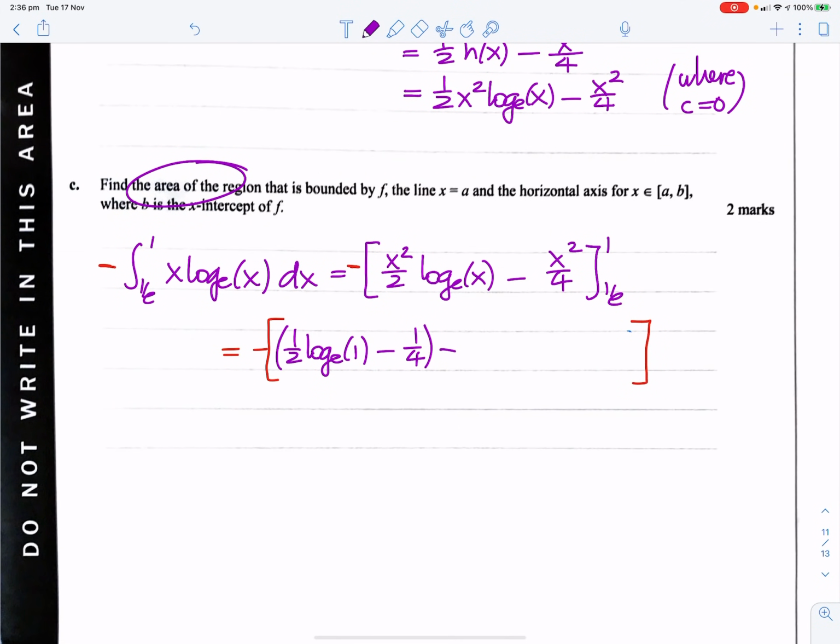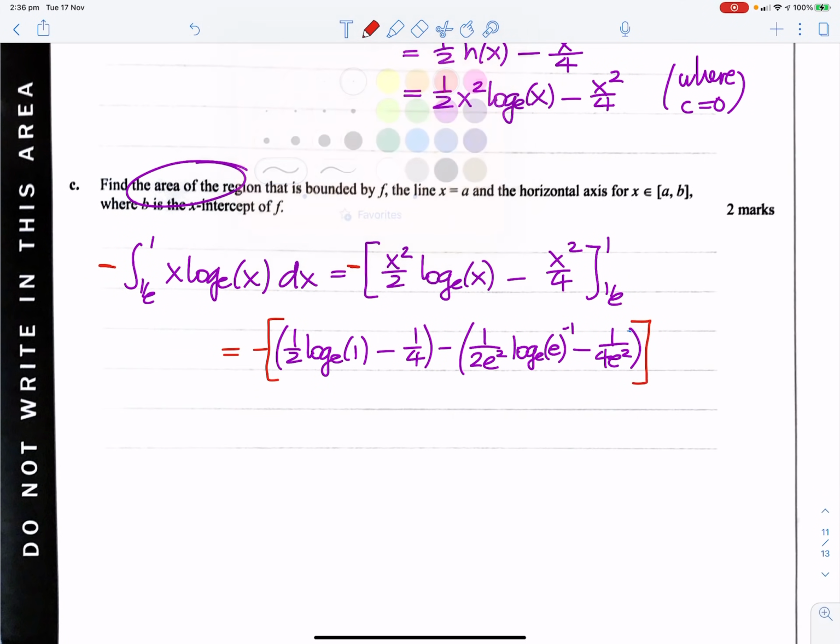And then I've got minus. When I put 1 on e in here, I get 1 on 2e squared log e, I'm going to say e to the negative 1, minus, when I put 1 on e in here, I get 1 on 4e squared. Okay, we know that's 0. So we've got negative 1/4.